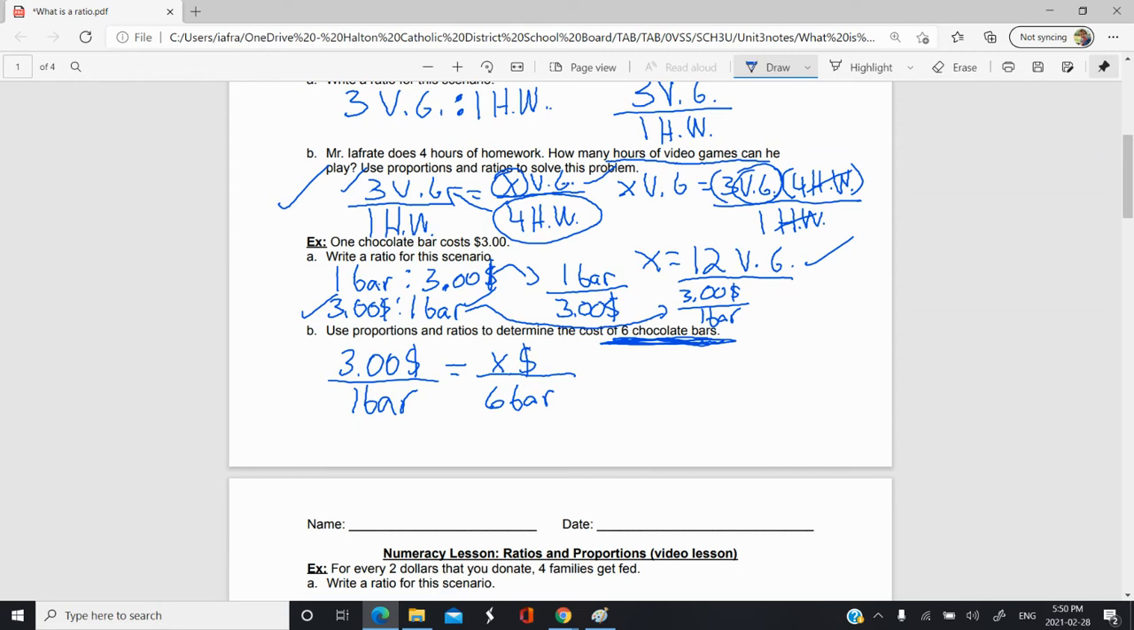You could have done it the other way around as long as you're consistent. I could have done 1 bar over $3 is equal to 6 bars over X dollars and cross multiplied and found it anyways. It's just more work that way, but it would still come out to the same answer. So I'm going to cross multiply. I'm going to send this up here. And I'm going to get, so X dollars is equal to $3.00, put your units in there, times 6 bars over 1 bar. Numerator and denominator units cancel out, so I have a bar and bar canceled out. And then I get 6 times $3 left over, so my X is $18.00.